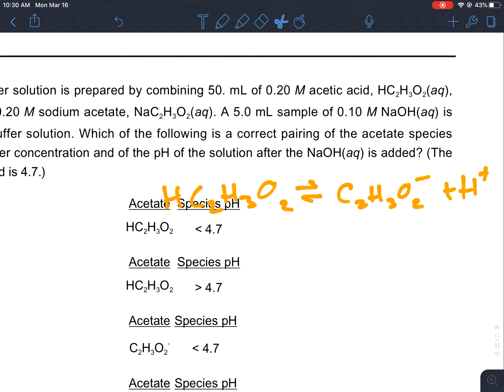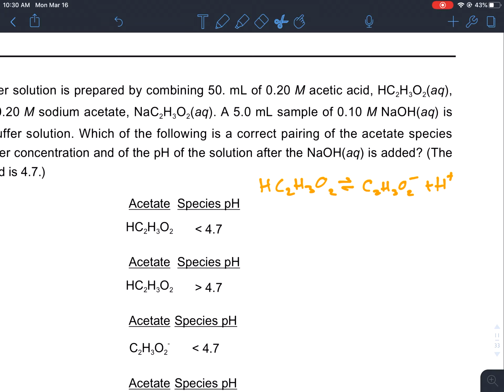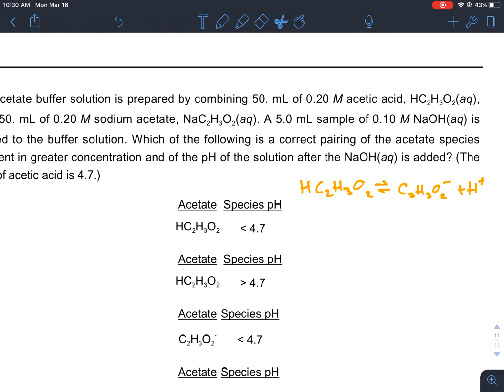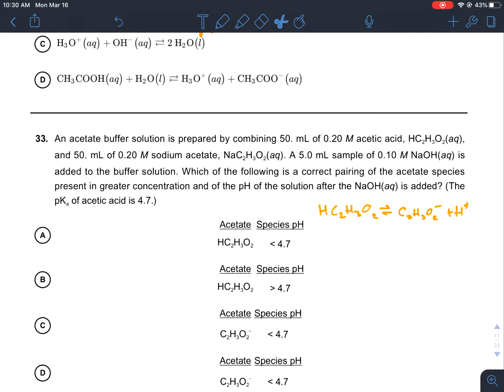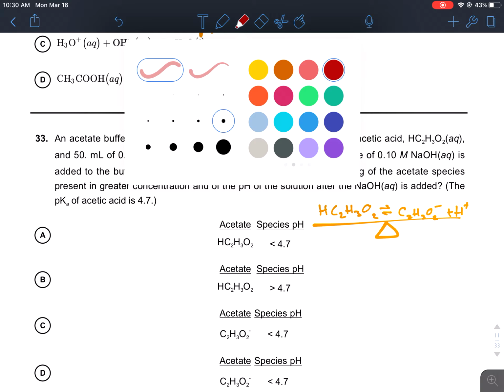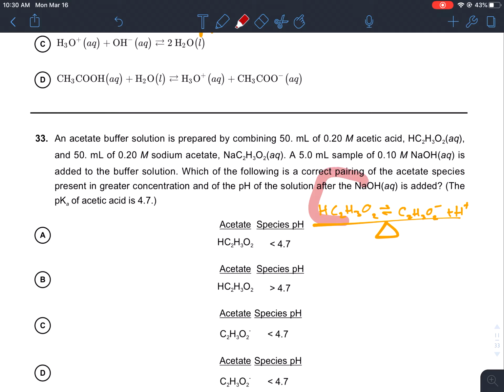Okay. So here's your formula. Now you have equal amounts of your acetic acid and your acetate, so this is at equilibrium. Now you've done what you need to do for a buffer. You've got a whole lot of this and a whole lot of this set up. There's a lot of your acetic acid and a lot of your acetate ion.